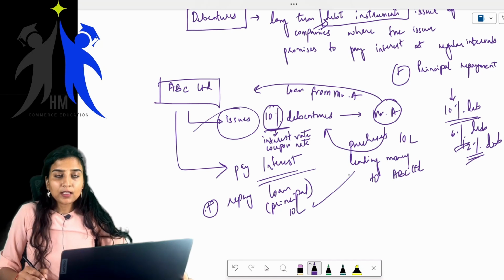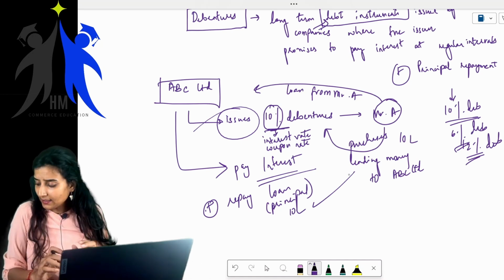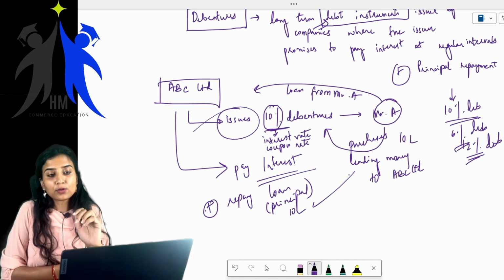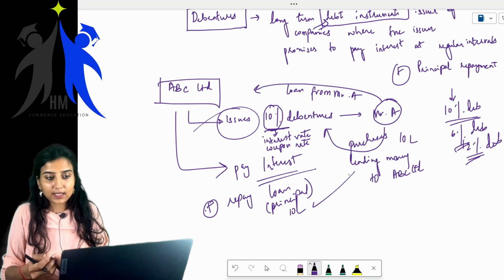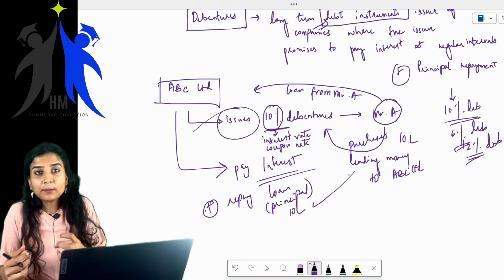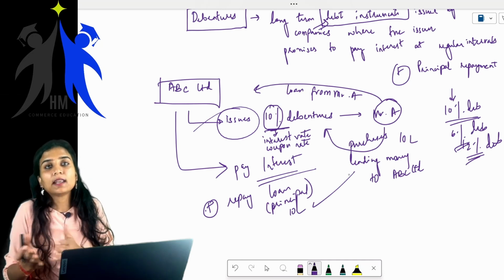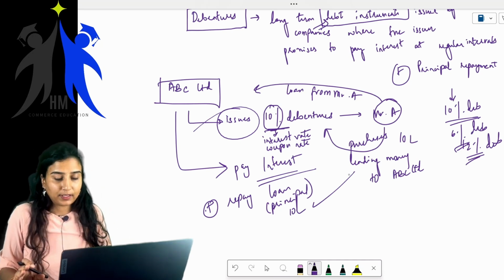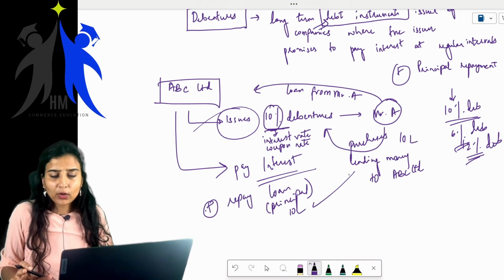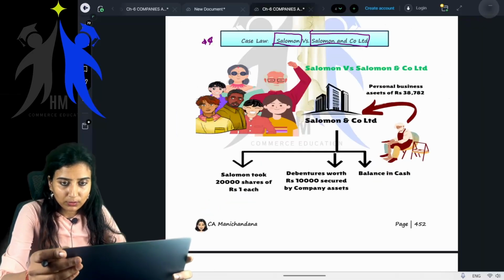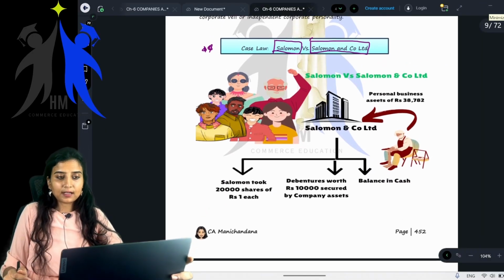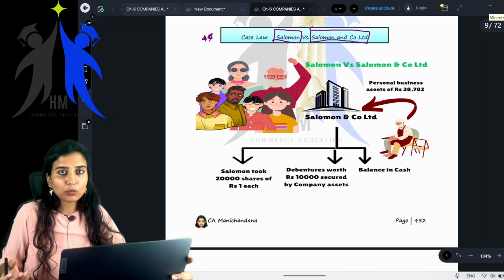Getting it? So what are these debt instruments? Debentures are usually debt instruments issued by the companies. And whenever you purchase debentures, it means that you are lending money to the company. Simple. Okay. Fine. This little understanding I wanted you all to have so that we can understand the case law even more easily.